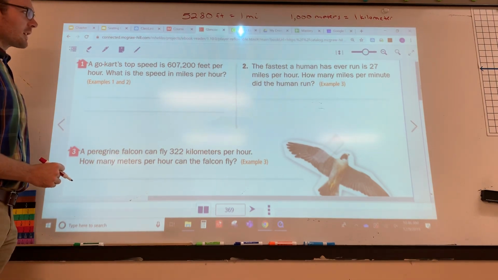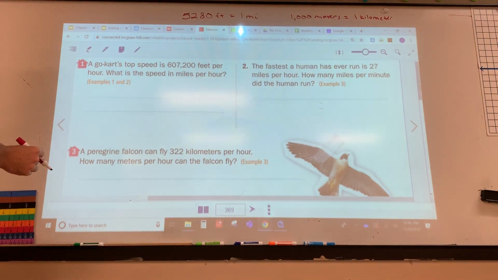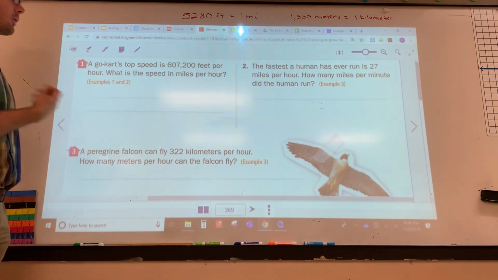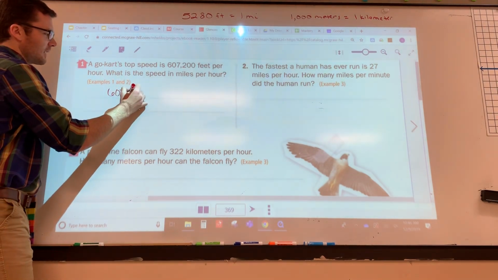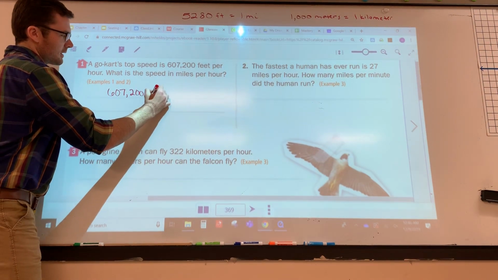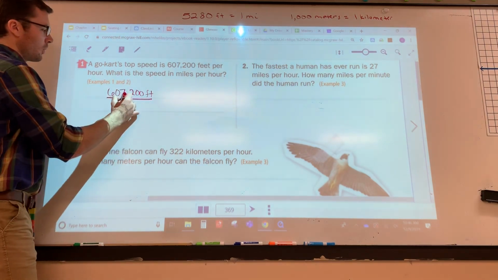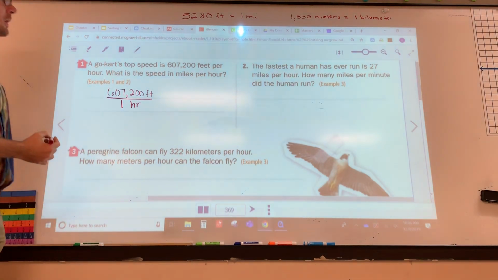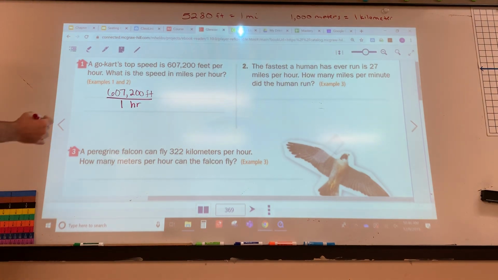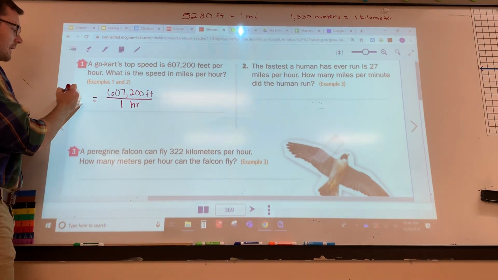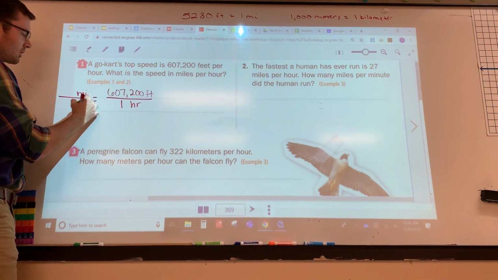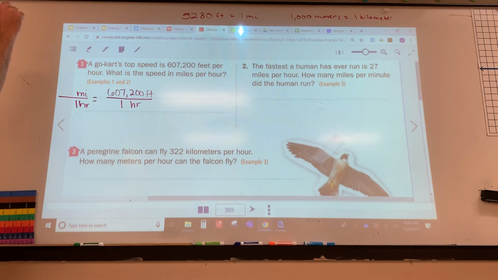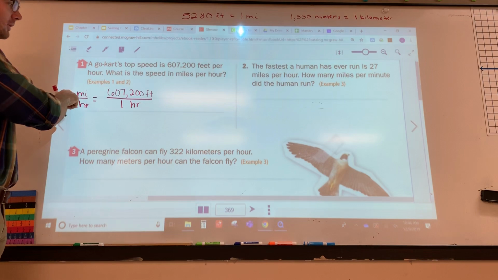Number 1, a go-kart's top speed is 607,200 feet per hour. So I like to write that as a fraction ratio first. 607,200 feet per 1 hour. What is the speed in miles per hour? So I know I'm trying to get miles per hour, which the good news is I already have it in hours, so I don't have to worry about that. But I have to get from feet to miles.